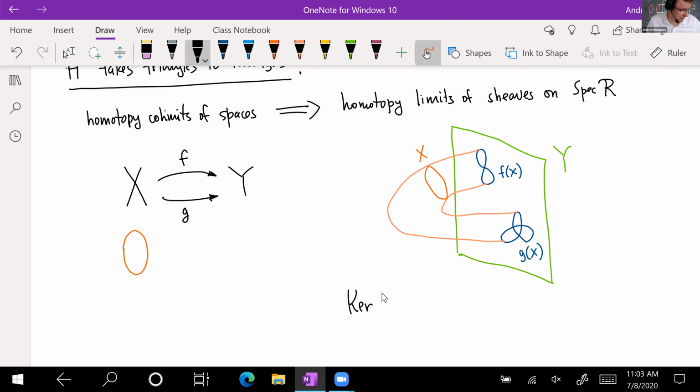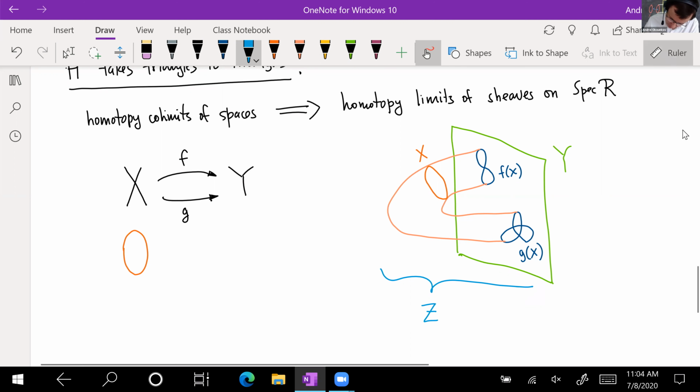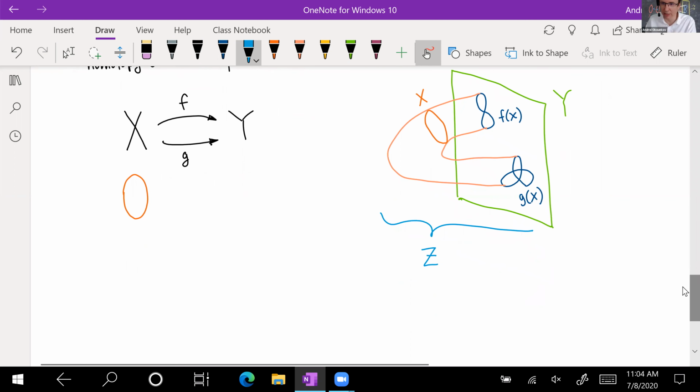So maybe this is my space. Let's call this space Z. We already had a Z, but let's still call this space Z. This is a different Z from before. Maybe before I should have called it omega or something.